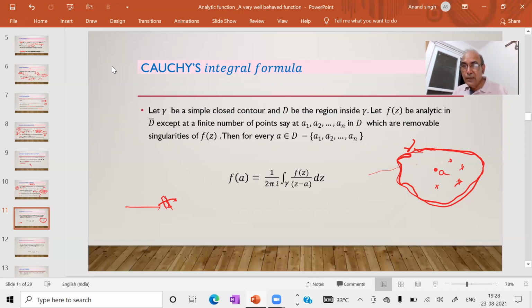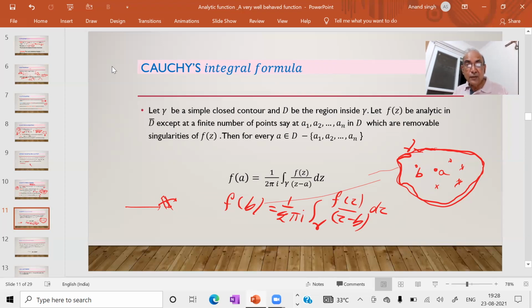Even if I take the point B here, for the same curve, if this is the point B, I can calculate f of B. It will be nothing but 1 over 2 pi i integration over gamma of f(z) over z minus B dz. Even if the point is close by, I can do it. So observe, these can be calculated if I know the structure that is here.